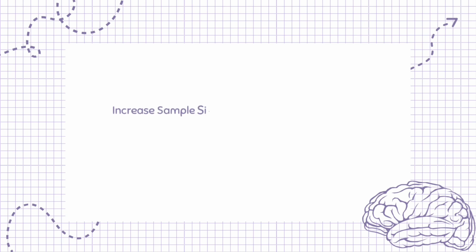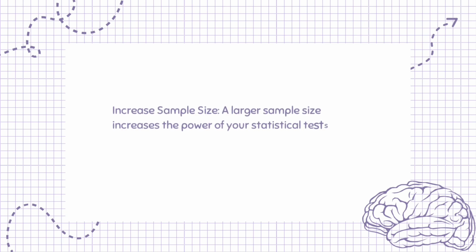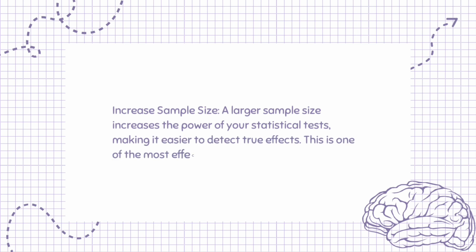Increase sample size. A larger sample size increases the power of your statistical tests, making it easier to detect true effects. This is one of the most effective ways to reduce Type 2 errors.